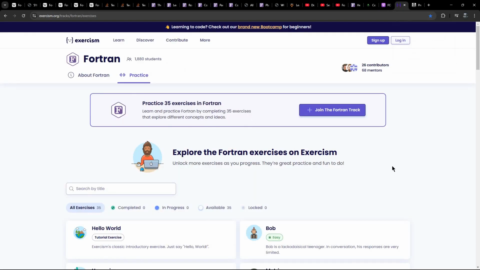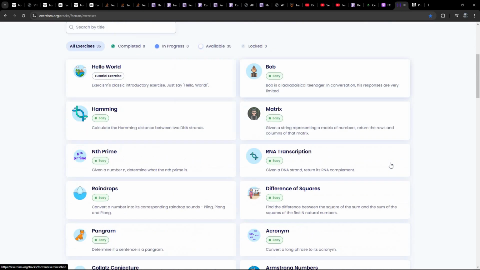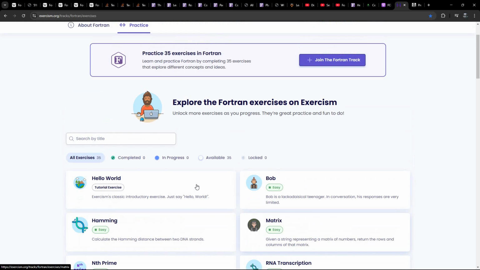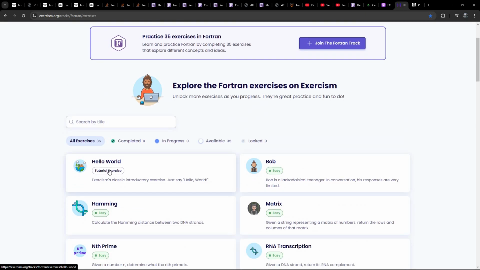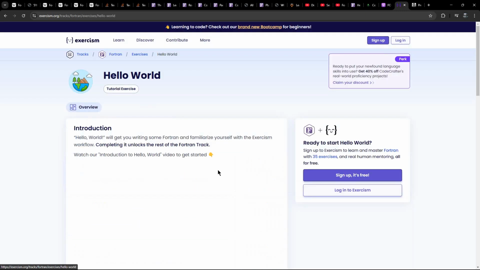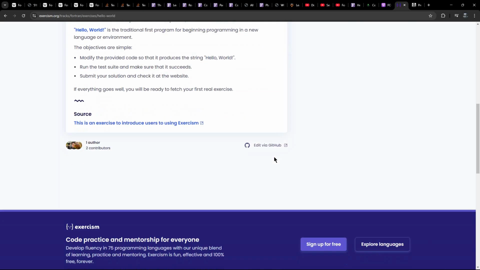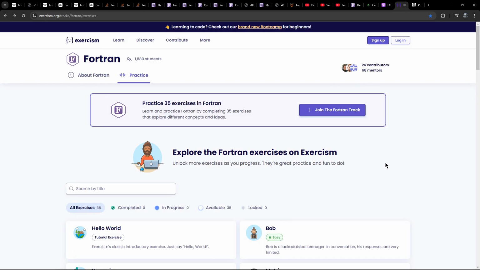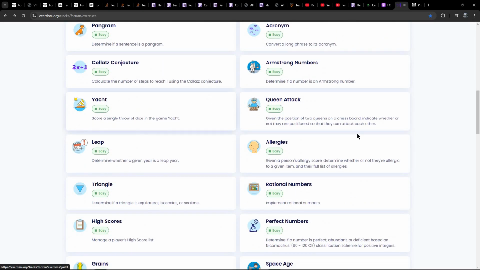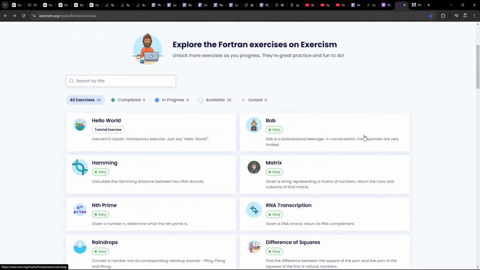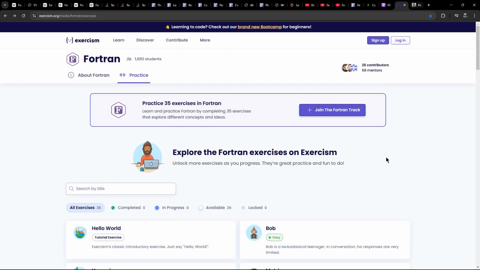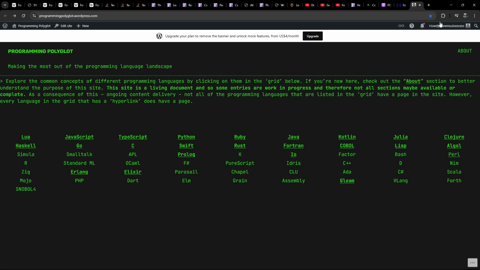Fortran is also featured on Exercism, and you get the usual suspects of things to try out on here. So there's a Hello World tutorial as well. And one of the reasons why I always go on about Exercism is I like the idea you can jump around with different languages and retry the same challenge but in a different language, if that's your thing. And then finally, this fella.